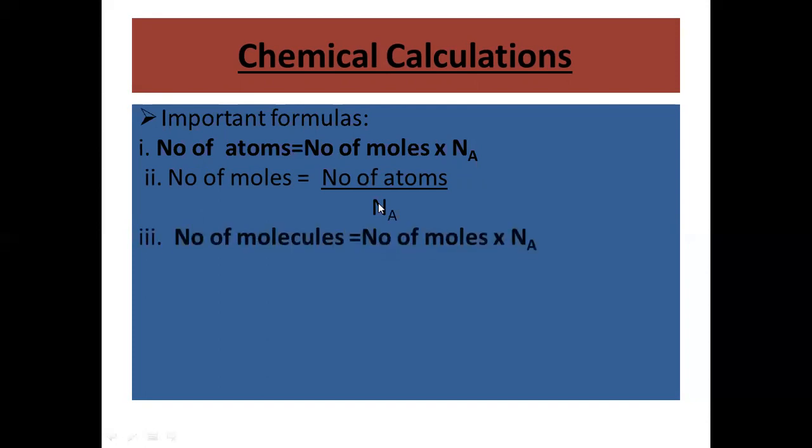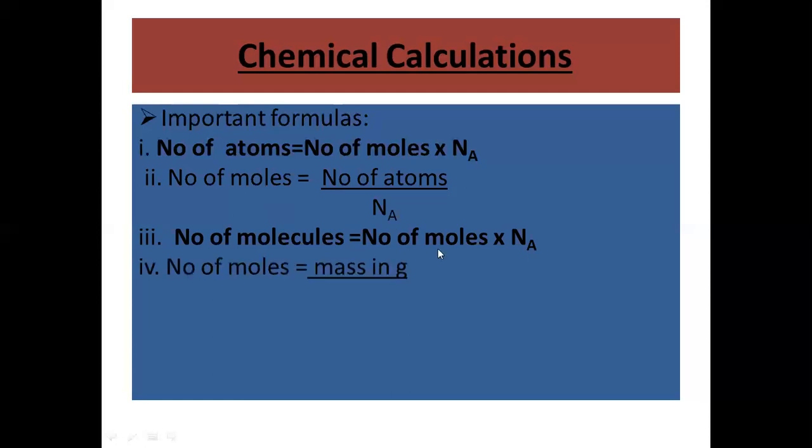Third important formula is if number of moles are given and they ask about the number of molecules, then we will use this formula. The first formula and the third formula are totally the same. Just instead of atoms, we will use the term molecules. So number of molecules equal to number of moles into Avogadro's number.